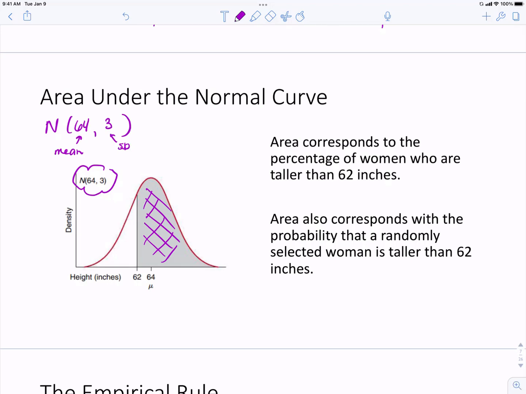Another way of thinking about that area is that it also corresponds to the probability that a woman randomly selected is taller than 62 inches. So the area under a curve can be interpreted two ways. One as a percentage of people falling under a certain characteristic, and secondly as a probability that a single person has a certain characteristic.